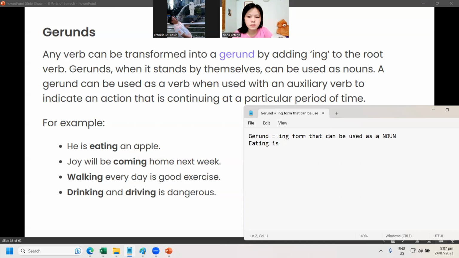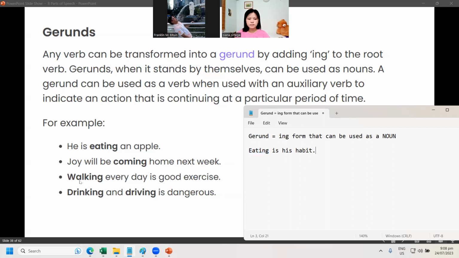Eating is his habit. So this is now a noun. Eating there is now a noun. Habit is also a noun. So it's not a verb anymore. It's not an action word anymore. It changes.